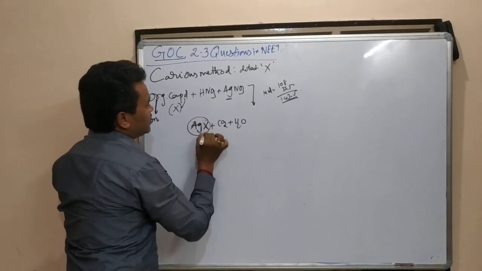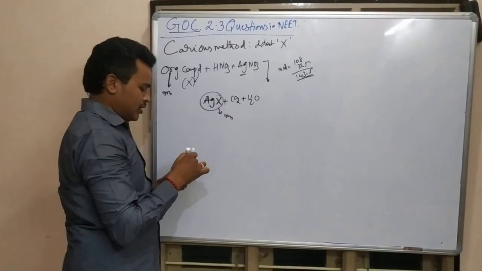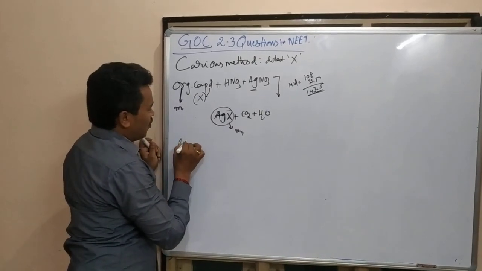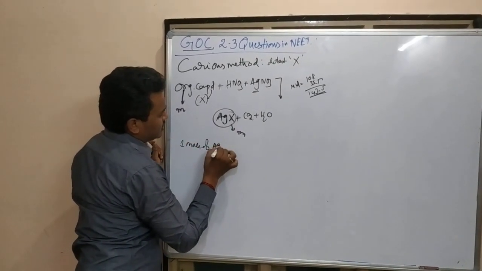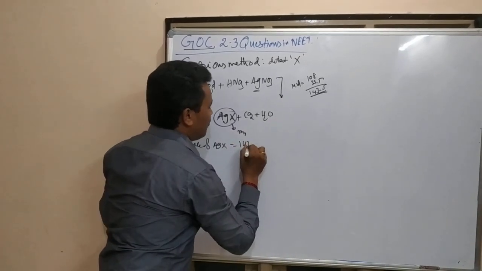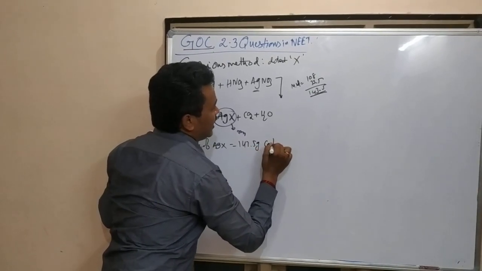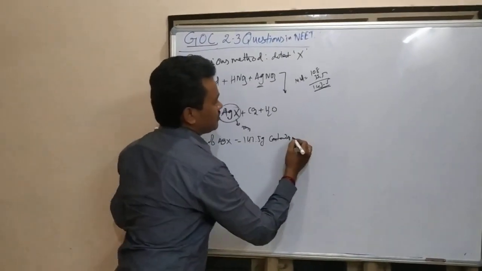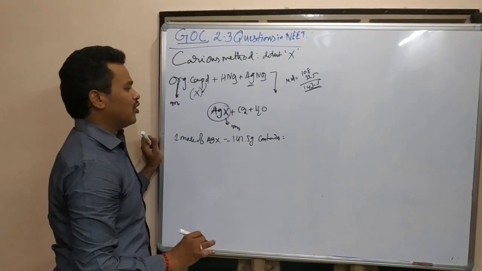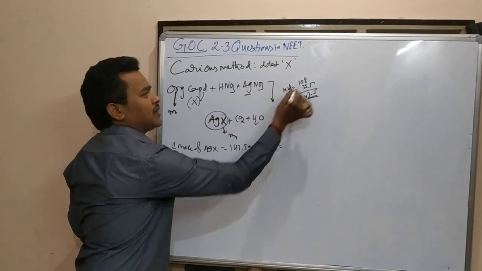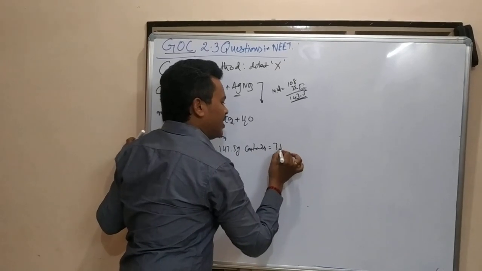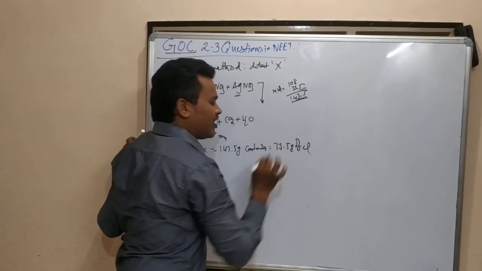The mass of the AgX obtained, consider it as m1. In that m1 mass, how much halogen is there? For 1 mole of AgX, which is the standard, what is the weight? 143.5 grams. Containing how much halogen? I will take X as chlorine for calculation, so AgCl. What is the mass of chlorine in it? 35.5 grams of chlorine.